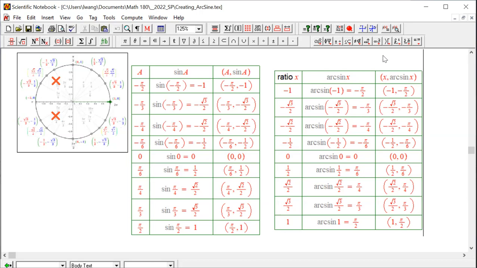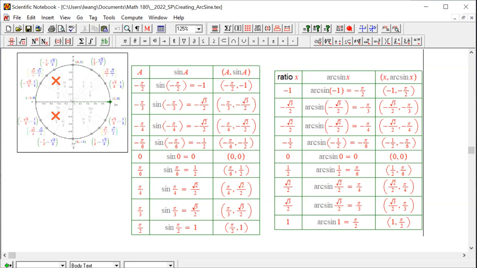We're going to plot these points to see what's happening. So now we're going to plot these points, and you see the relationship, right? We need to guarantee that 1-to-1 from the unit circle's perspective, okay?